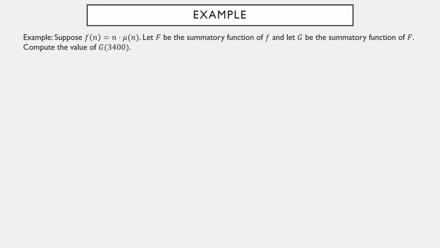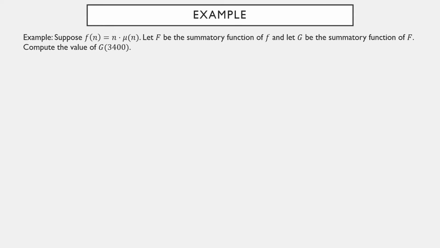We can continue working more and more complicated examples. So here's one. Let f of n be n times mu of n, where mu is that Mobius function. Let capital F be its summatory function, but then let capital G be the summatory function of capital F. So we're taking the summatory function of the summatory function of this function here, n times mu of n. Can we compute capital G of 3400?